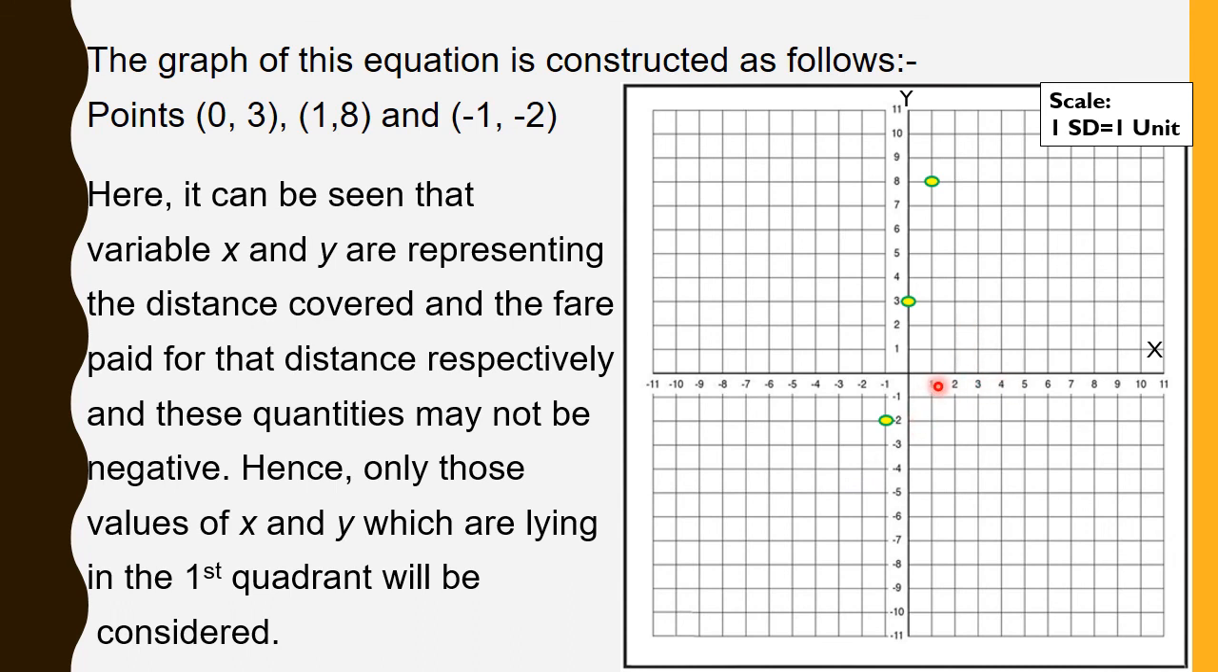So that means that all the points that will be on this particular line for this situation will all be positive. Both the coordinates will be positive. Therefore, all the points will lie in this first quadrant. So when we draw the line, only the points which lie in the first quadrant will be drawn. So this is the line which represents our equation according to the given question.